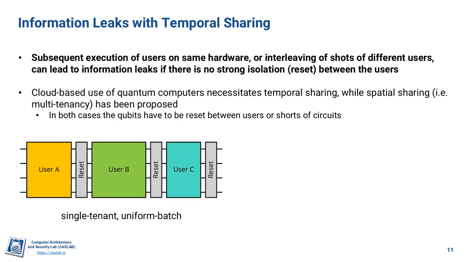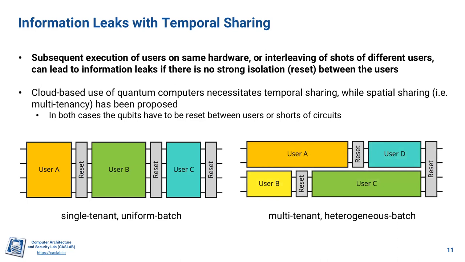I should mention that in quantum computers, there's no way to simply write a zero into a qubit. In a classical computer, when a program finishes, you can overwrite the memory with all zeros and start a new program. But in quantum computers, in qubits, you have to have a mechanism to reset the qubit. I'll talk about two mechanisms for reset and why there are some problems with them. It's not as easy as simply writing zero to a qubit and letting another user run. So you have to have this reset between the users, and if it's single tenant, you have one user after the other.